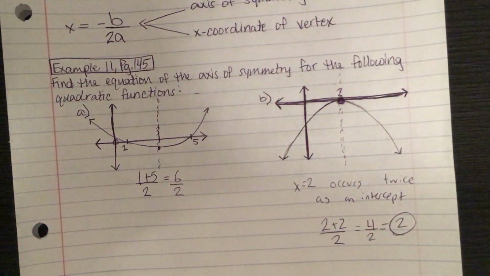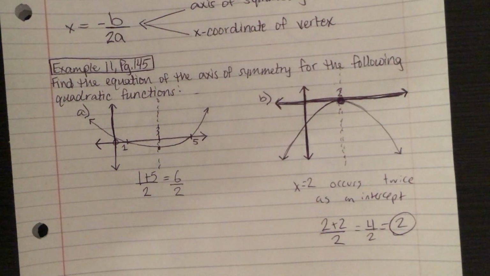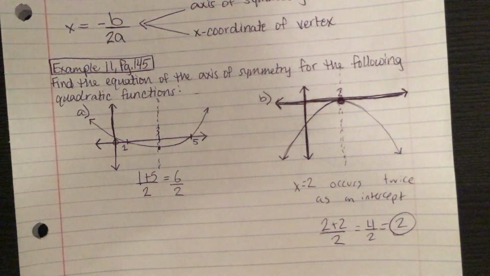But when there's a repeated root, it's a little bit easier to mentally see the axis of symmetry. So you're probably looking at that like, Mr. Price, do I really have to add those together? If it's a repeated root, you really don't.